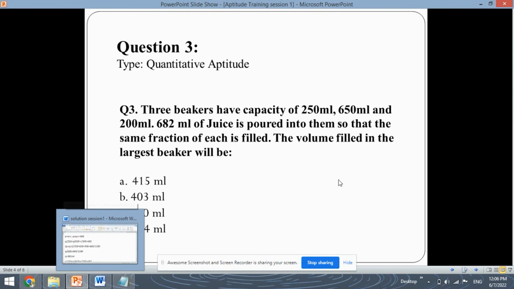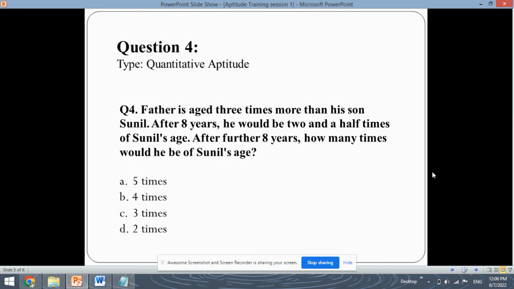Okay, now let's move on to the next question, which is the last question for this session. It is related to age. Let's check out the question. It says that father is aged 3 times more than his son Sunil. After 8 years, he would be 2.5 times of Sunil's age. So after further 8 years, how many times would he be of Sunil's age?